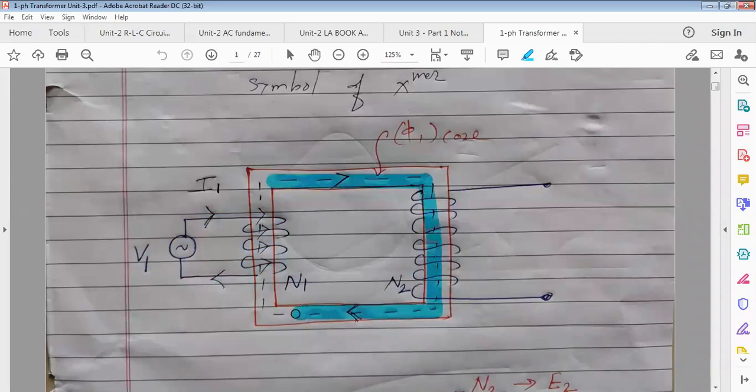This core is made up of silicon steel. Now, all of you know why we use copper or aluminum conductor for the flow of current, because they offer very less opposition to the flow of current as their conductivity is more, isn't it? Copper has more conductivity than aluminum, so the resistance of copper is less than aluminum. That's why we use them for the flow of current in an electric circuit.